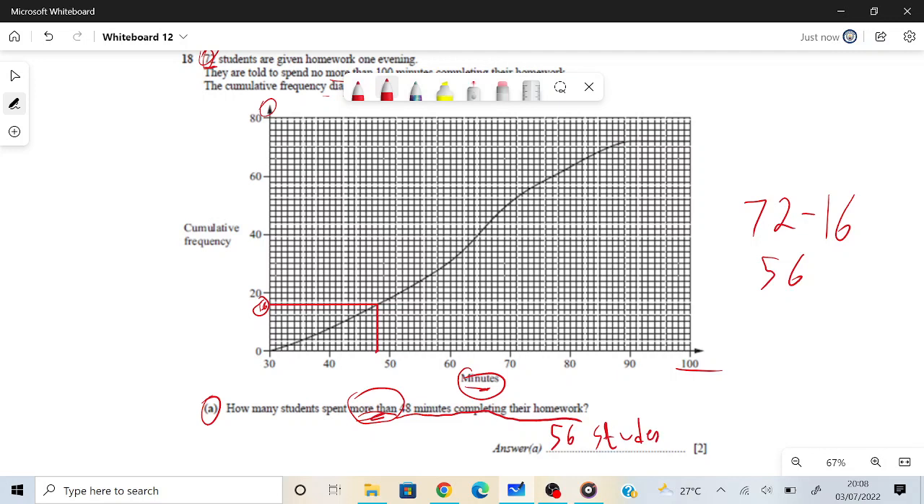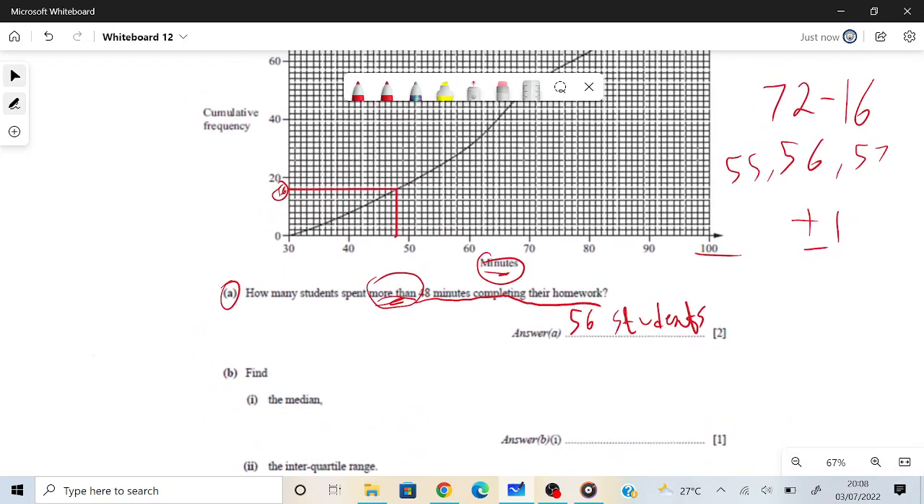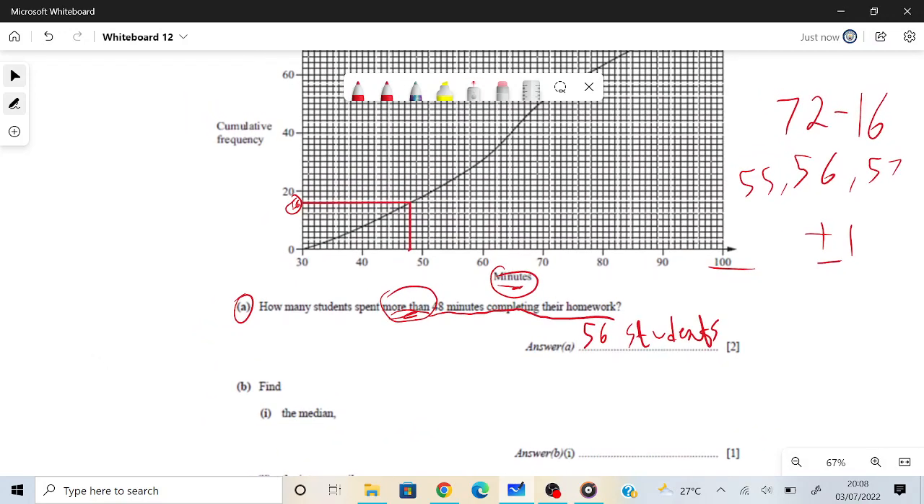Now when it comes to questions involving graphs, there is always a plus minus 1 rule. What that simply means is if your answer was 57, that can also be deemed correct. If it was 55, that can also be deemed correct. That's why plus minus 1, because when you are working in graphs, not everyone is meant to have the same exact answer. Some can have a different answer based on their level of annotation on the graph. So on to the next part of the question. It says, find the median.